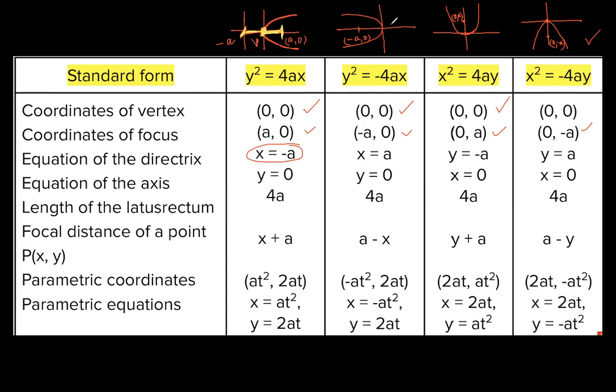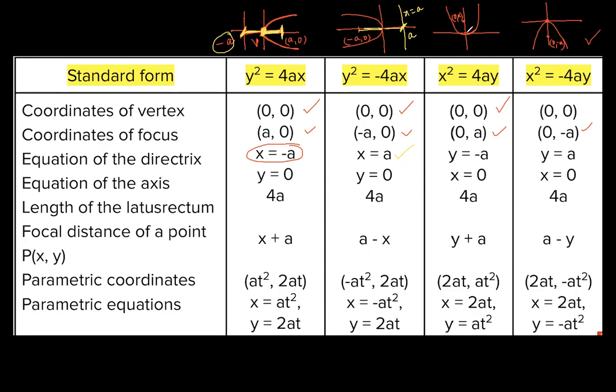Similarly, if you do here, this will be a line. So this is your minus a here. But if you move right-hand side, that is your a, positive. That's why it is x is equal to a. Got it? Because this is the line, so that is x is equal to a. Understand? Because we are cutting on the x-axis, that's why it is x is equal to a, and this is x is equal to minus a.